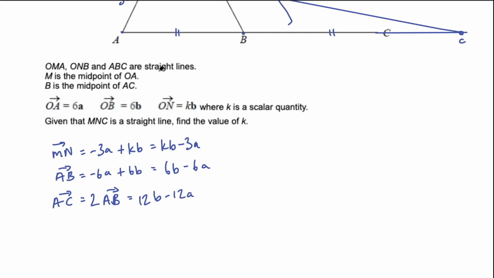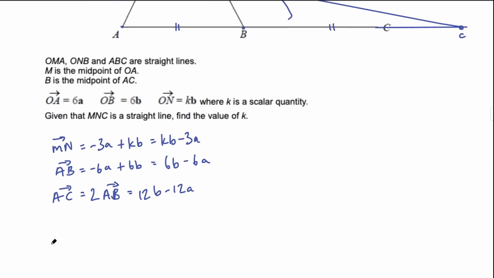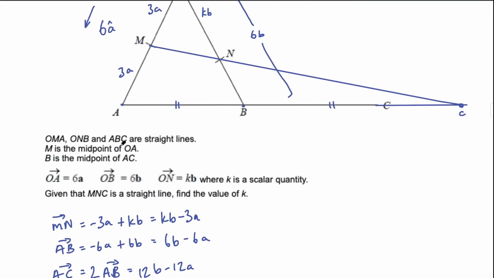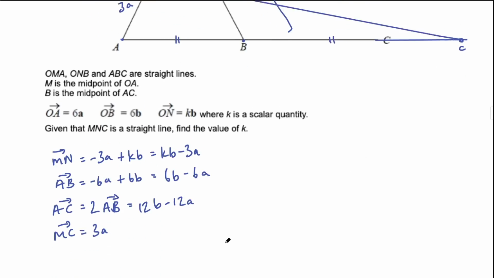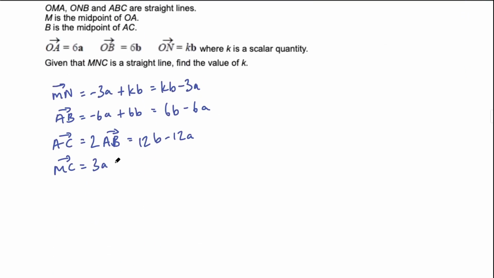And then we can go from M to C. So MC would be MA, which is 3a, plus AC, which we've just found, plus 12b take 12a. And then if we simplify this, negative 12a plus 3a, well, we could write this as 12b take 9a. So we have a vector for MC, we have a vector for MN.